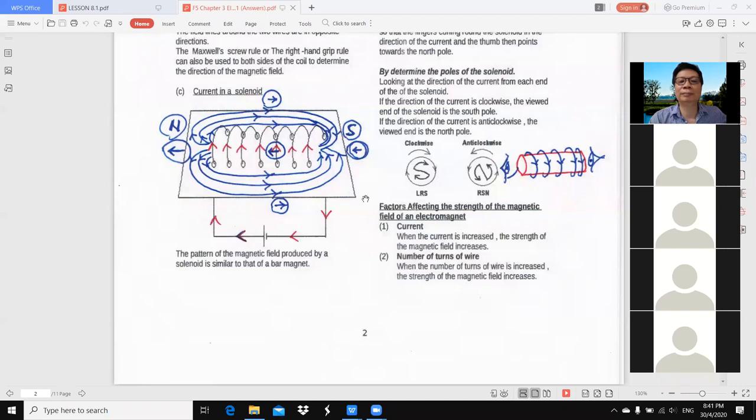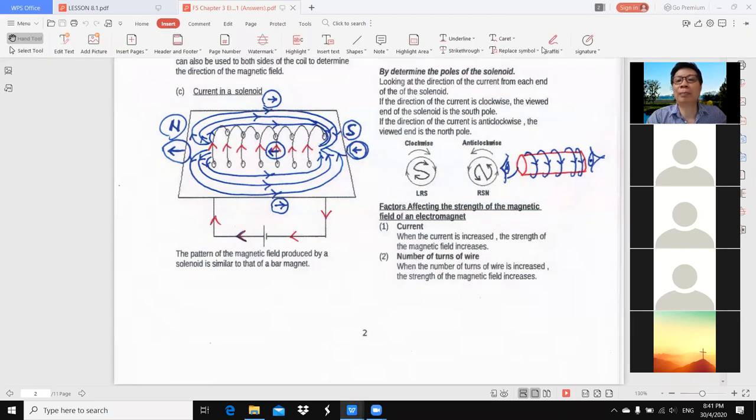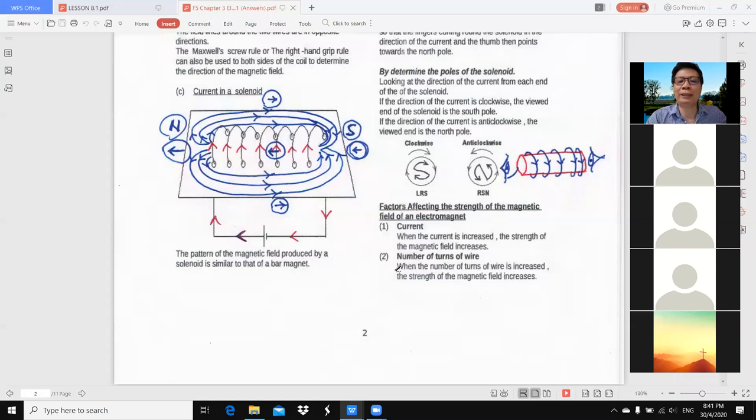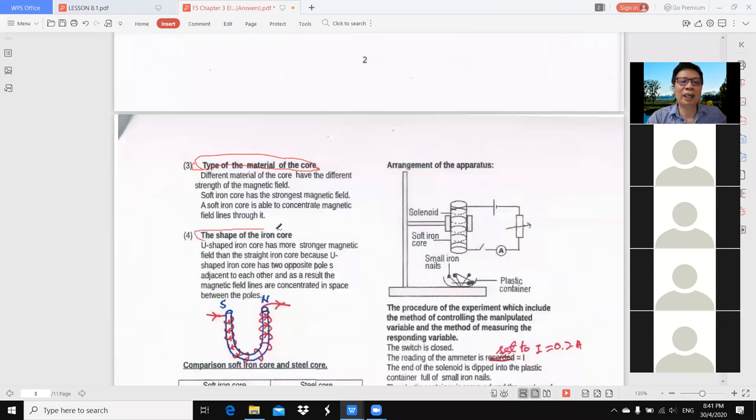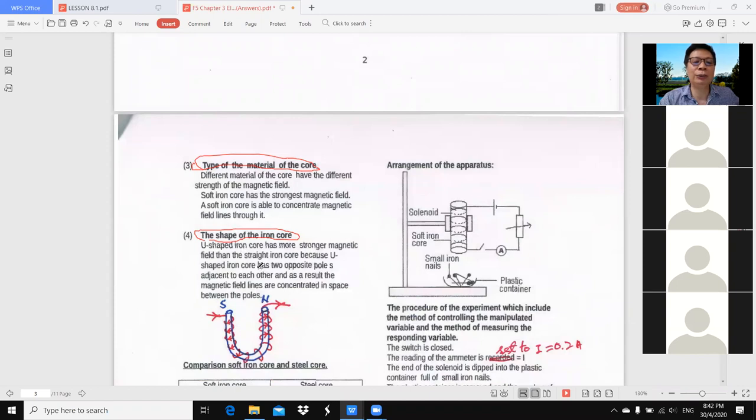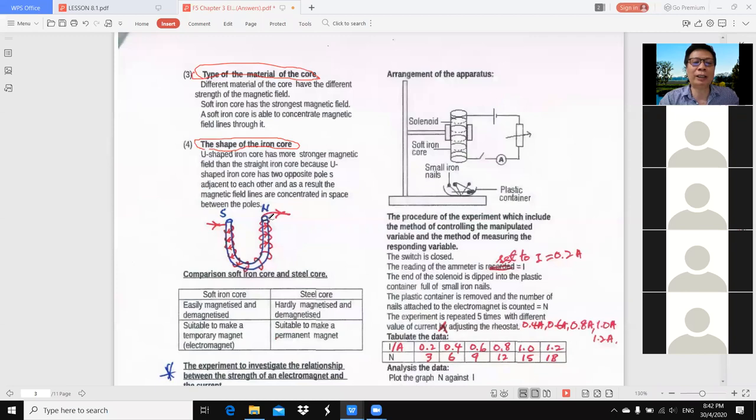Okay, third is what? Types of material. Yes, what type of material is the best to make it very strong? Soft iron core. Yes, soft iron is the best. The last one is the shape of the iron core. What shape is the best? U shape, yes, correct. When the soft iron core is U shape, this is the best.